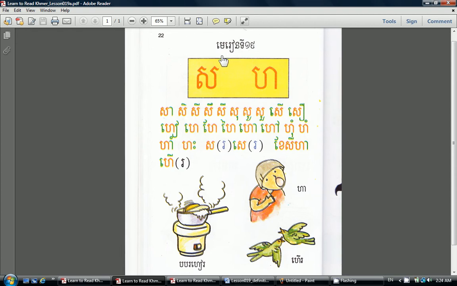So lesson 19 in Khmer we say មេរៀនទី19. Page 22 in Khmer we say ទំព័រទី22. In this lesson we have learned the next sets of consonants. They are saw and ha. We have also learned how to combine these consonants with the vowels that we have learned so far. Okay, now let's read these words.